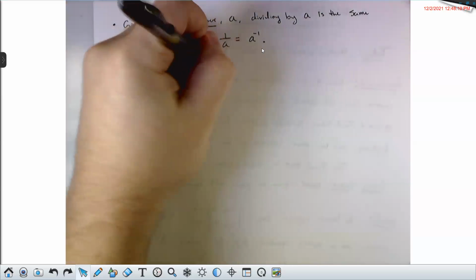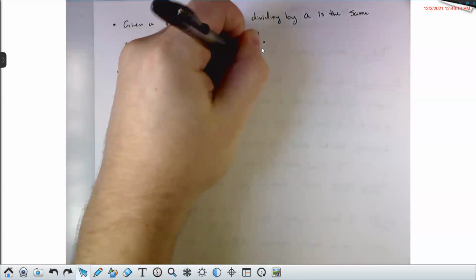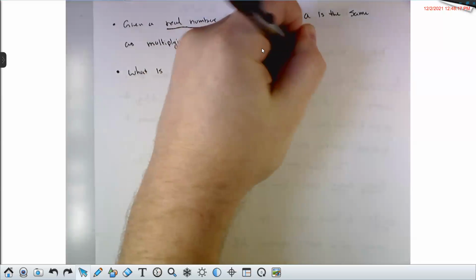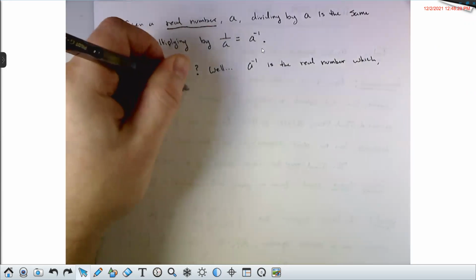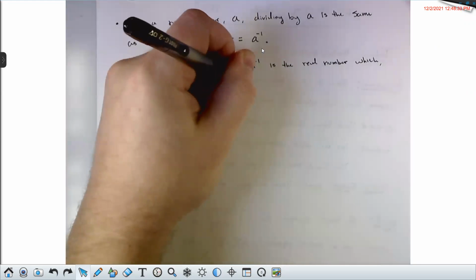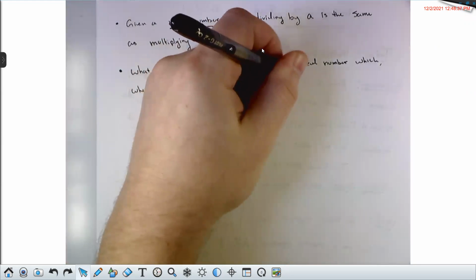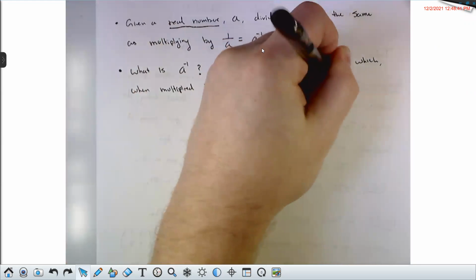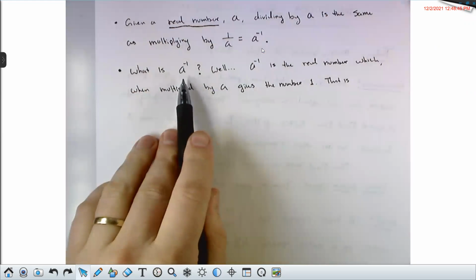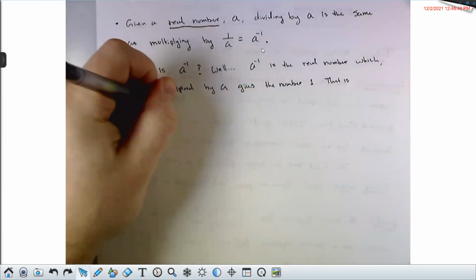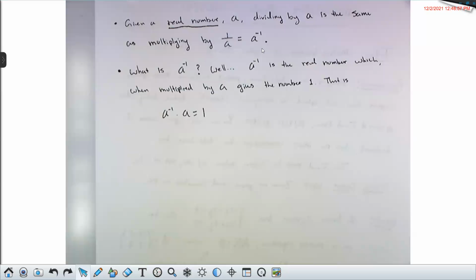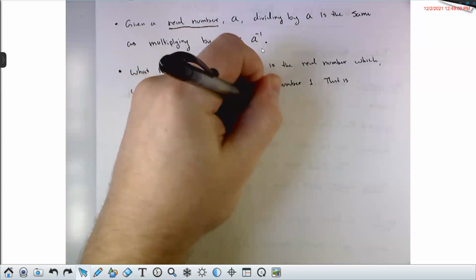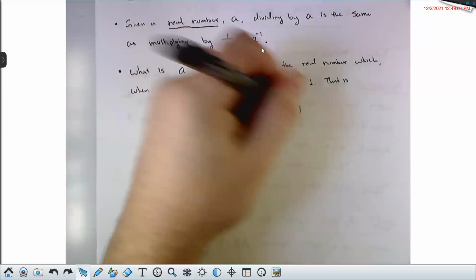One way to describe this: a to the negative first is the real number which, when multiplied by a, gives the number 1. That is, we can characterize this number, a to the negative 1, by saying a to the negative 1 times a is equal to 1. And if you want, a times a to the negative 1 should also be equal to 1.